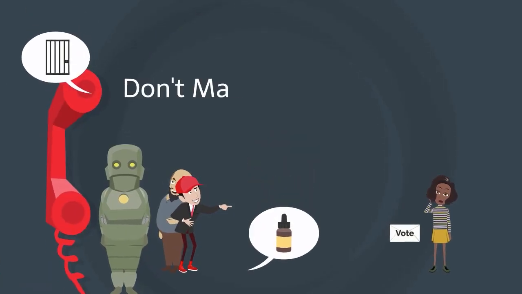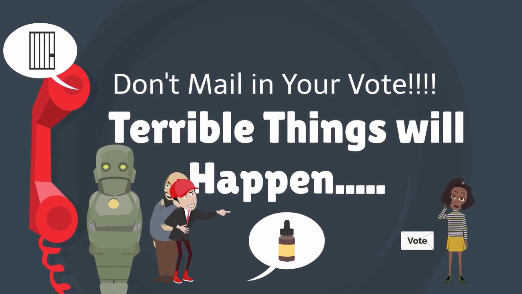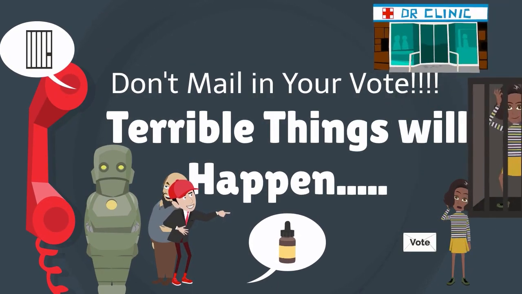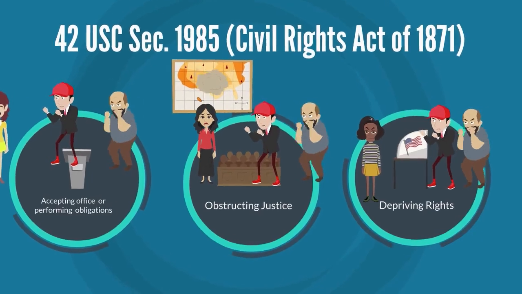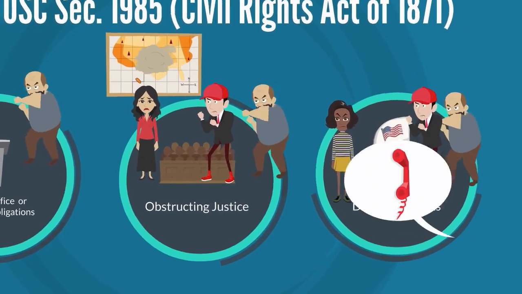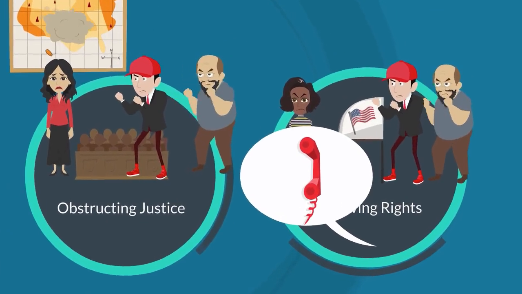For example, plaintiffs sued defendants who attempted to intimidate them from mail-in voting by spreading false information through robocalls in which they tried to scare the plaintiffs by saying that they could be arrested or their medical information would somehow be disclosed if they mailed in their votes. The court agreed that if defendants robocalled plaintiffs with this false information, it would violate the Civil Rights Act of 1871 because defendants were conspiring to intimidate the plaintiffs and to prevent them from exercising their civil right to vote.